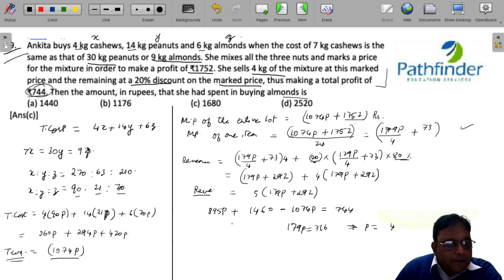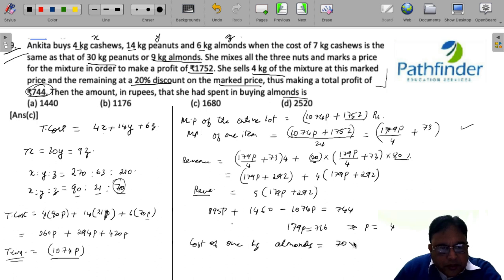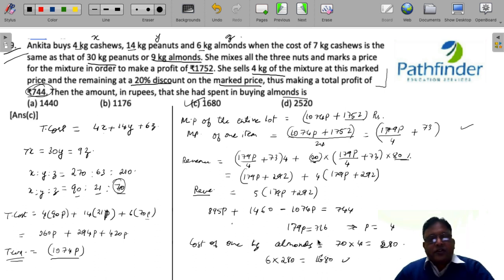If p is 4, what is the cost of 1 kg of almond? Cost of 1 kg almonds is 70 times p, 280. So cost of 6 kg almonds must be 6 into 280, which is 1680. So as you can see, the question is not complicated, but processing of this information was slightly heavy on calculations. Not heavy exactly, but processing of information was the key to solving this question in quick time.